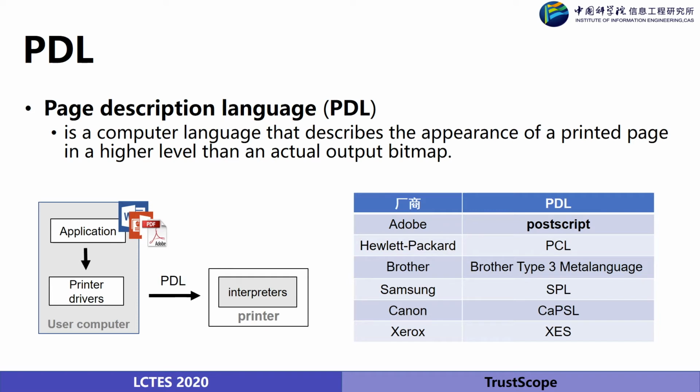Digital printers typically utilize a page description language (PDL) to describe the layout of a document at a higher level than actual bitmap output, and the PDL interpreter is a core component of printers. The security of the PDL interpreter is very important to printers. Many manufacturers have implemented their own PDL, such as Adobe, Brother, Samsung, Canon, and so on.